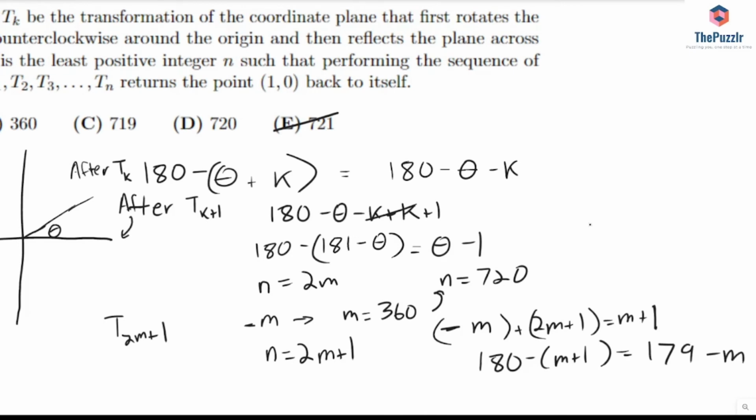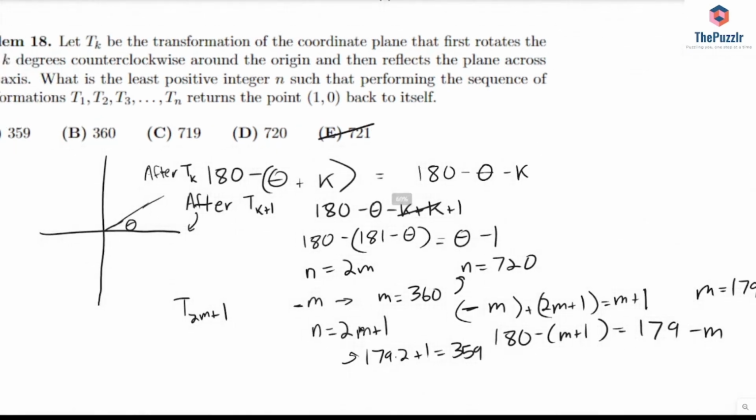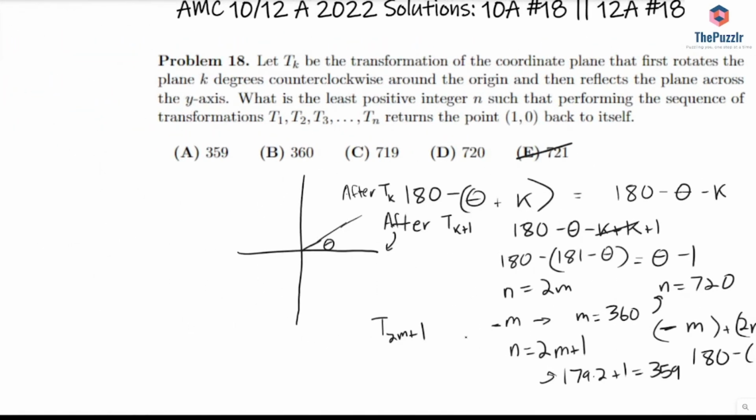Now this is back to 0 degrees first at m equals 179. When m equals 179, we have 179 times 2 plus 1 transformations, which is 359. So the minimum value possible is 359, and we're done.